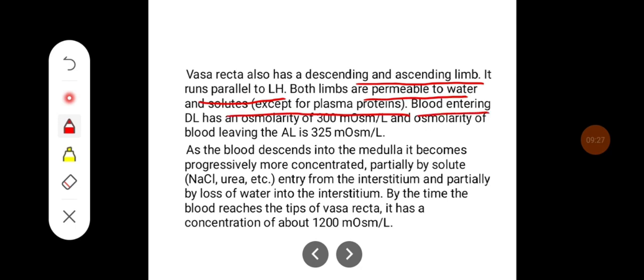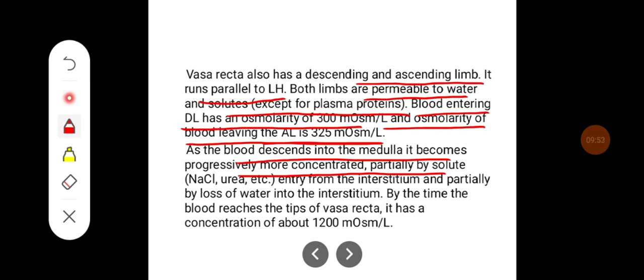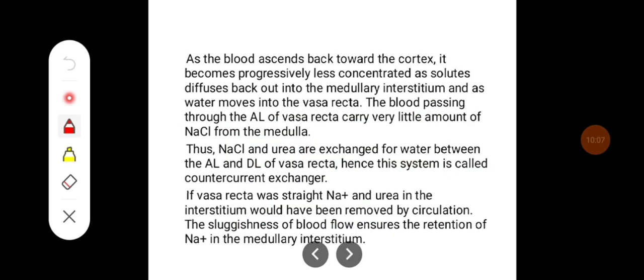Blood entering the descending loop has an osmolarity of 300 milliosmoles per liter, and the osmolarity of the blood leaving the ascending loop is around 325 milliosmoles per liter. As the blood descends into the medulla, it becomes progressively more concentrated, partially by solute entry from the interstitium and partially by loss of water into the interstitium. By the time blood reaches the tip of the vasa recta, it has a concentration of about 1200 milliosmoles per liter.